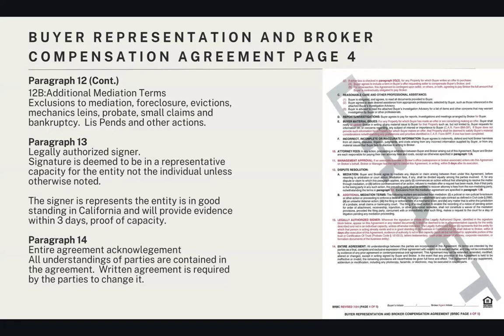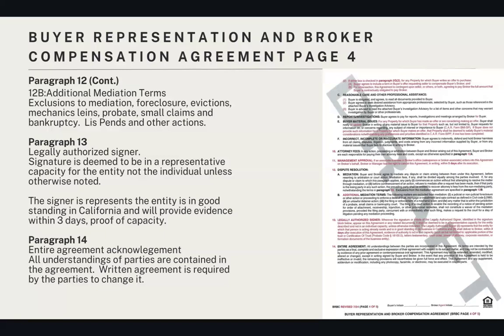Paragraph 13 is legally authorized signer. Signature is deemed to be in a representative capacity for the entity, not the individual, unless it's otherwise noted. The signer is representing the entity is in good standing in California and will provide evidence within 3 days. So proof of capacity, if there's articles of incorporation, if it's a corporation, or trust document, something like that, it basically says that you will prove that you do have the capacity, you have the ability to sign for this entity.